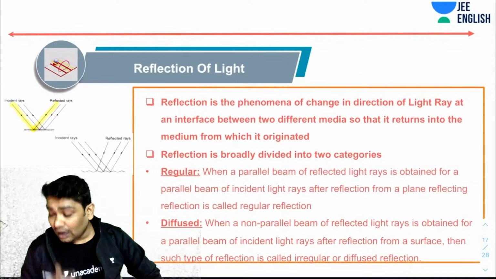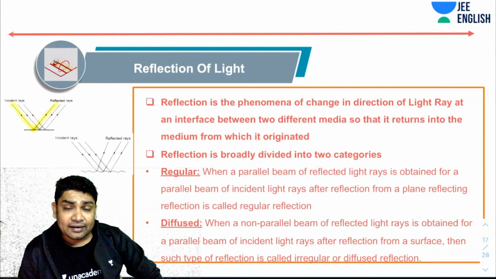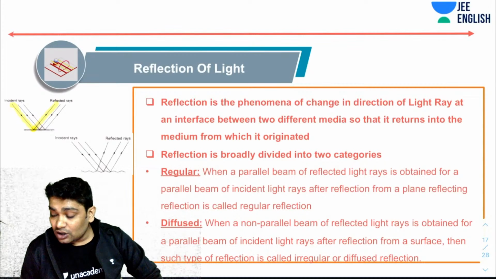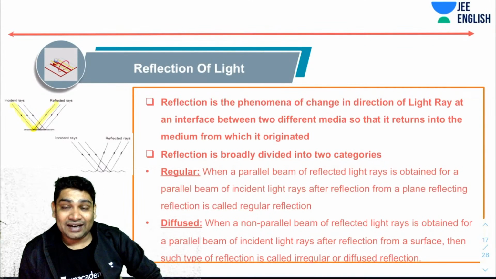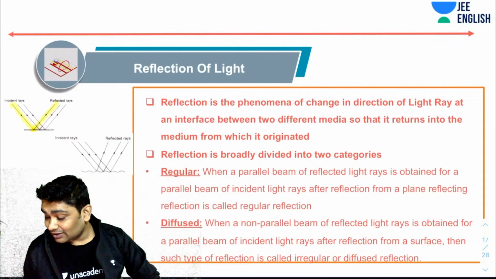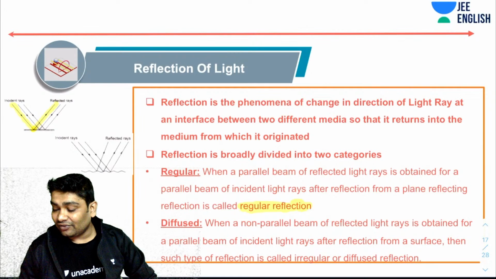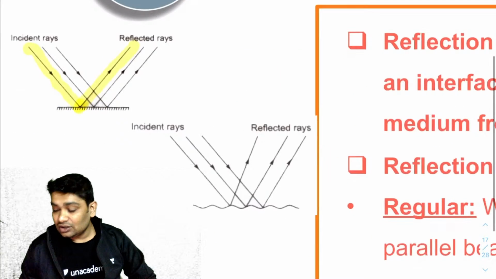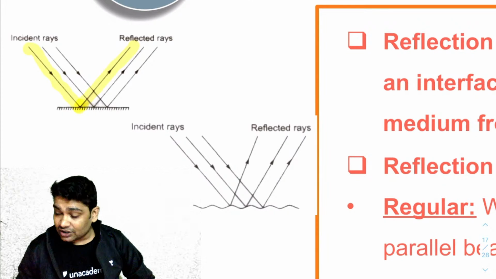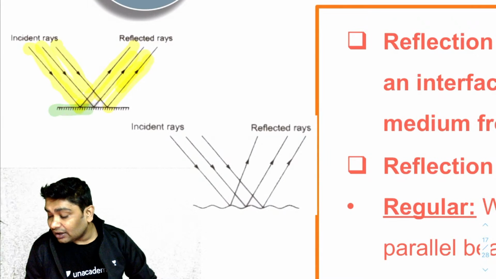Now, this reflection can be broadly divided into two categories. We talk about two kinds of reflection, one regular and another diffuse. So what is regular reflection? When a parallel beam of reflected light is obtained from a parallel beam of incident light, then the reflection is said to be regular reflection. Regular reflection will happen from regular surfaces, smooth surfaces. This is an example of regular reflection. You see, a parallel beam was incident and the reflected beam is also parallel. This kind of reflection is called regular. For that to happen, the surface has to be regular or smooth.